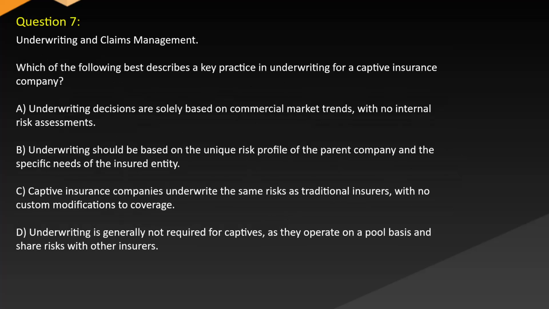Question 7. Underwriting and claims management. Which of the following best describes a key practice in underwriting for a captive insurance company? A. Underwriting decisions are solely based on commercial market trends with no internal risk assessments. B. Underwriting should be based on the unique risk profile of the parent company and the specific needs of the insured entity. C. Captive insurance companies underwrite the same risks as traditional insurers with no custom modifications to coverage. D. Underwriting is generally not required for captives as they operate on a pool basis and share risks with other insurers.